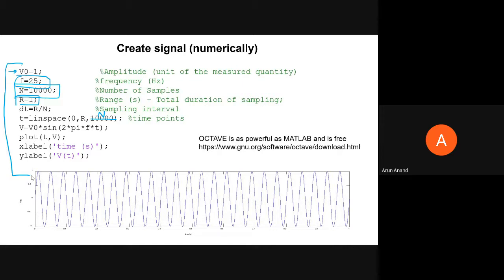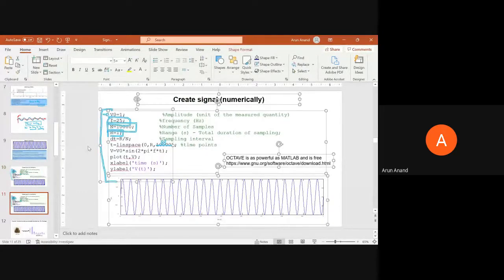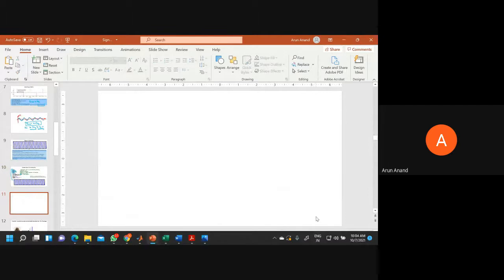It is equivalent to multiplying an infinitely long sine wave by a top hat function. So let me just draw it. Let's say you have an infinitely long sine wave.